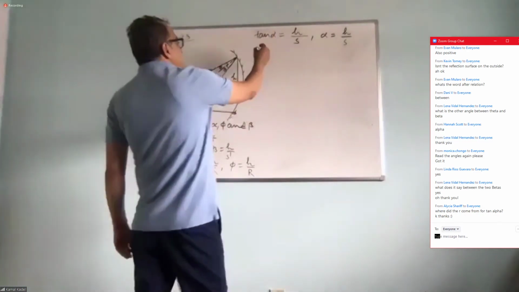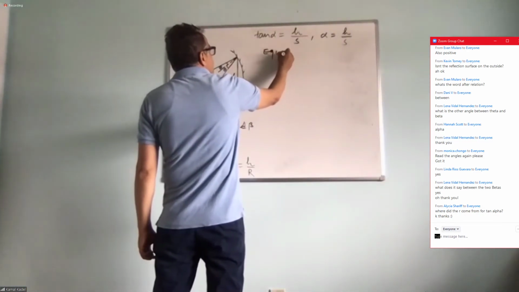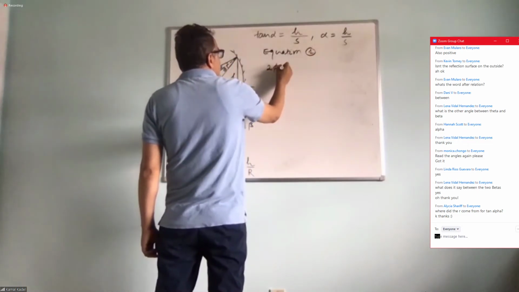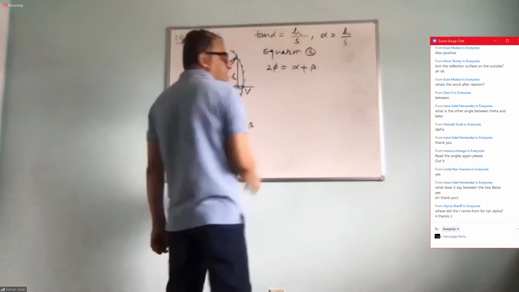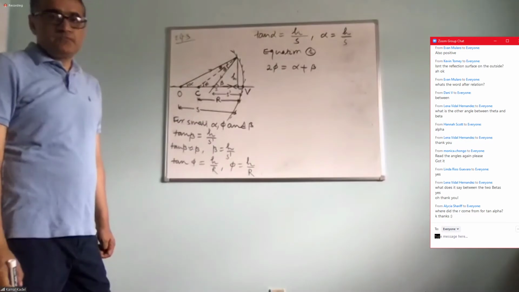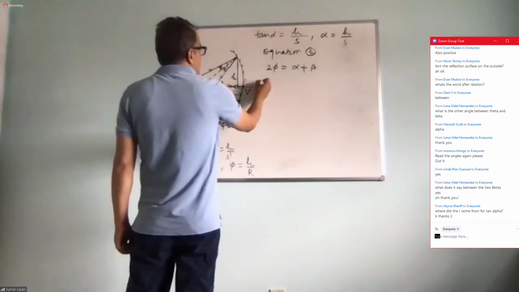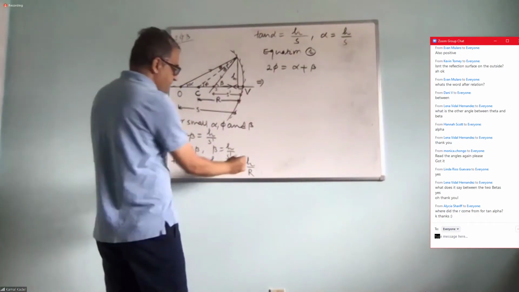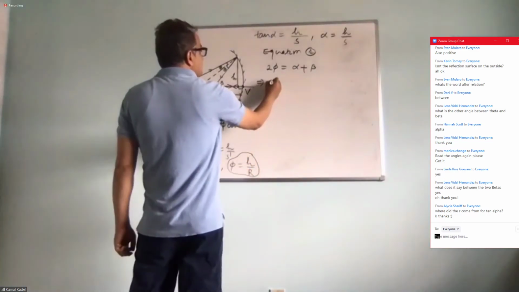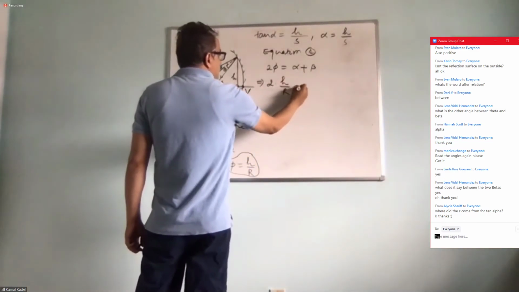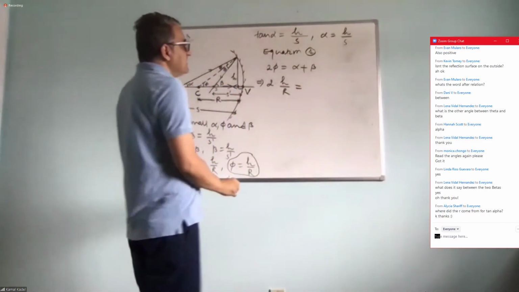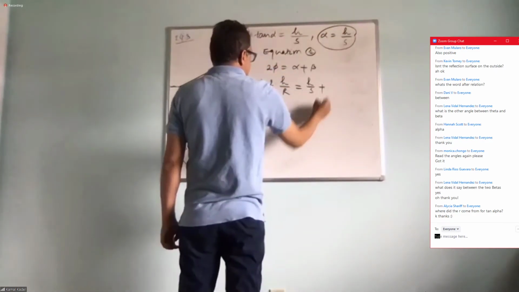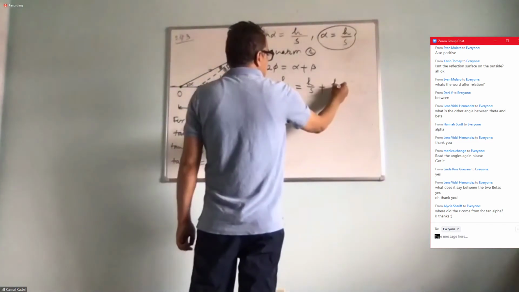So if we go back to equation 1, if I write it here, we have 2 phi equals alpha plus beta, right? So what is phi here? This is phi, right? Okay, 2 h over r equals, what is alpha here? H over s, right? Plus, what is beta here? H over s prime.